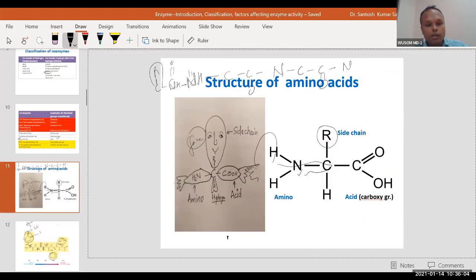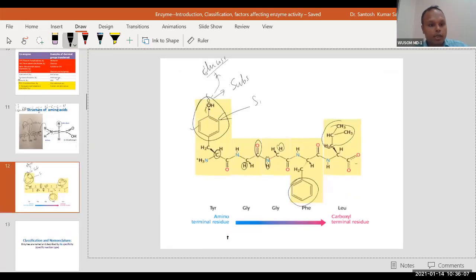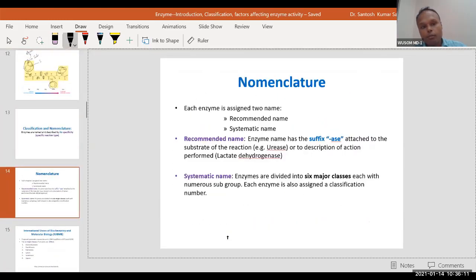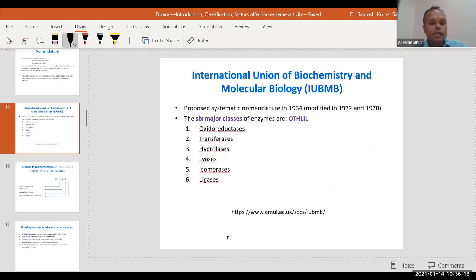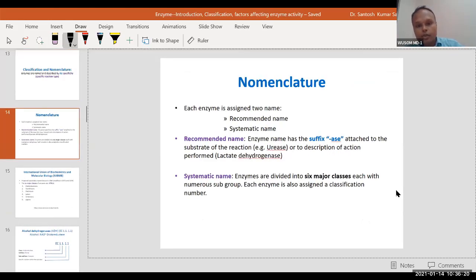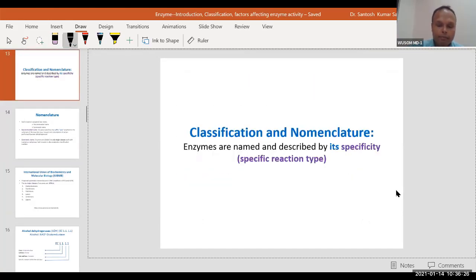Then we talked about this side chain. What is this side chain? And after we did all this, we came to talk about enzyme classification. In enzyme classification, I told you to just consider an enzyme as a worker. They are like tiny workers, and they have their specific job, and that is called specificity. A specific reaction is called specificity. In classification and nomenclature, we are talking about the specificity of enzymes.